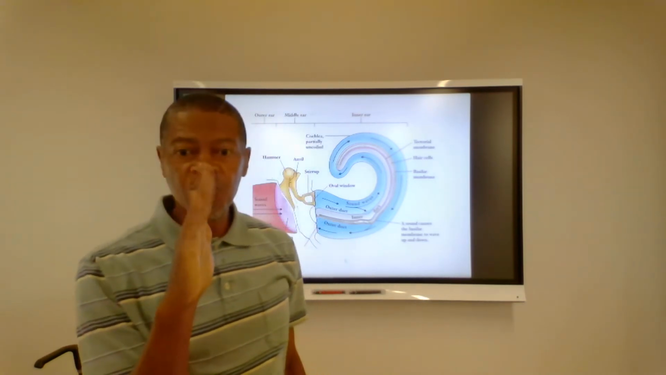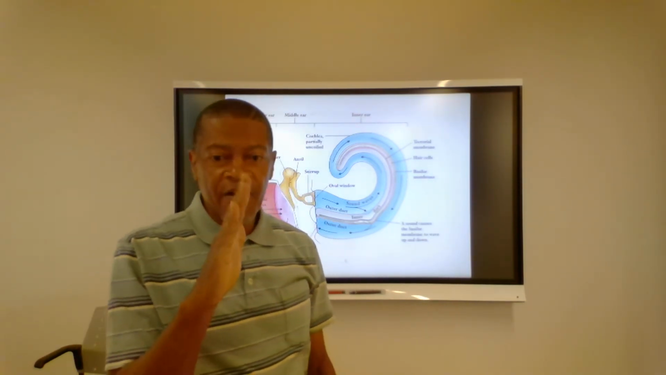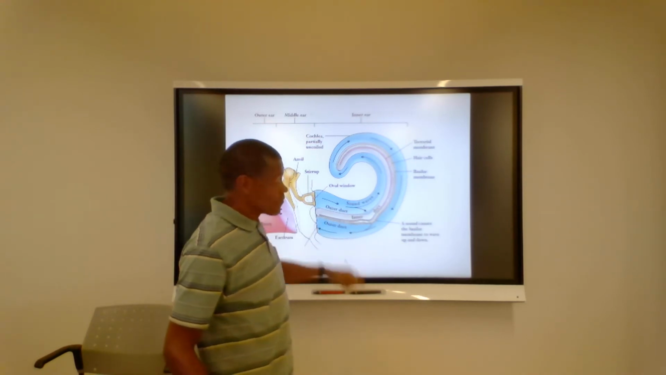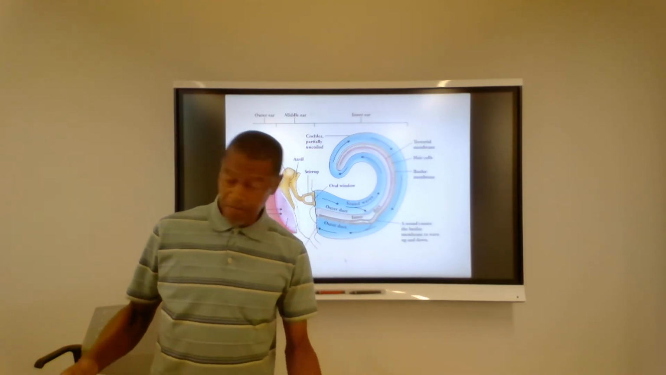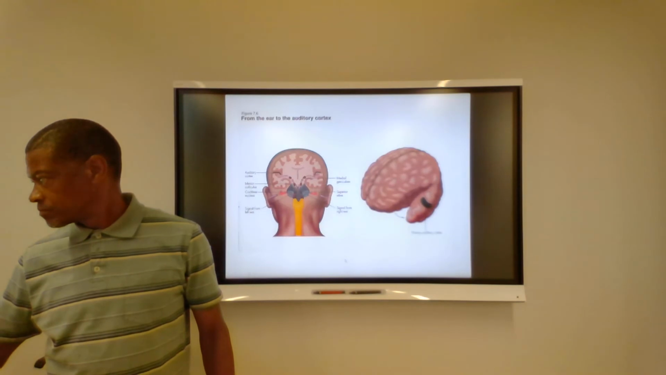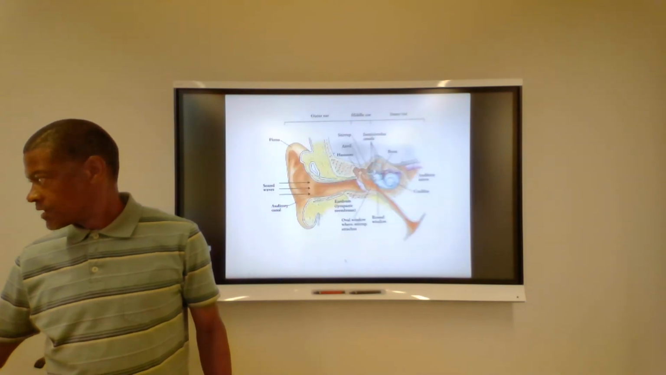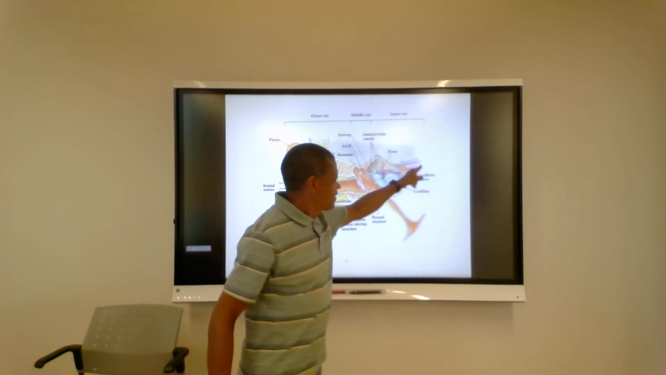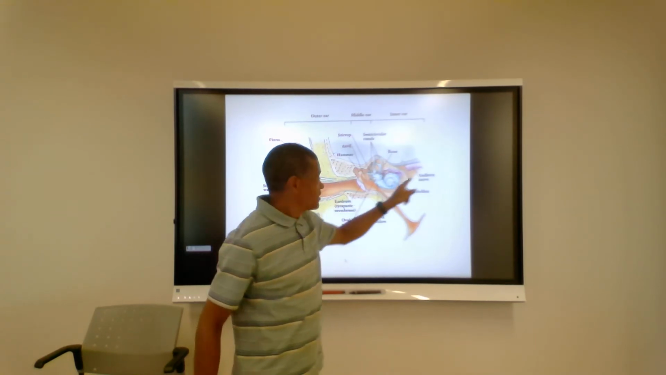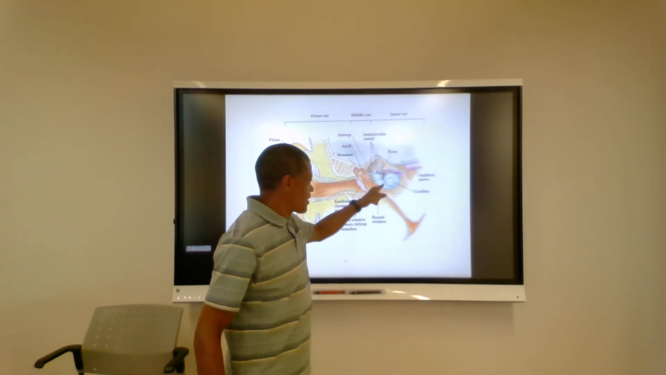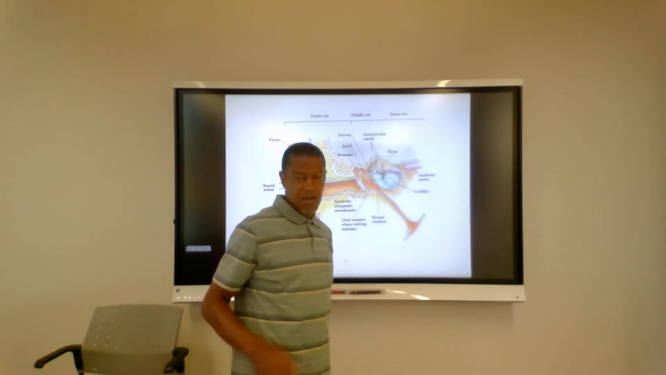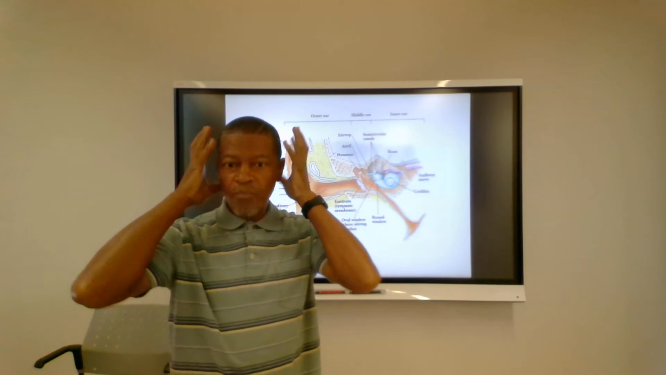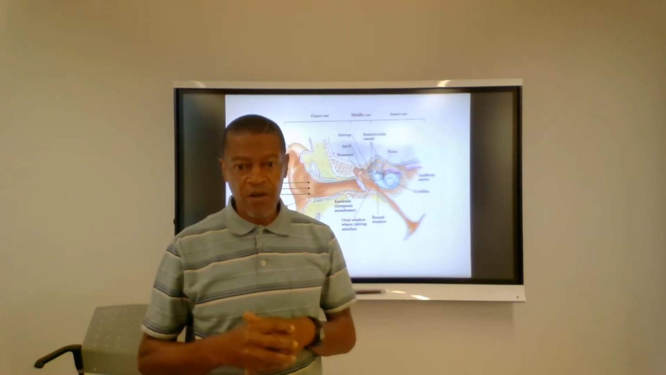When those hair cells move, they fire and they cause the information to go to the nerve that then goes to the brain. So this purple image right here, that is the nerve going to the brain. So the hair cells are firing and then they get connected to the nerve that then goes to the brain, temporal lobe area for processing hearing.